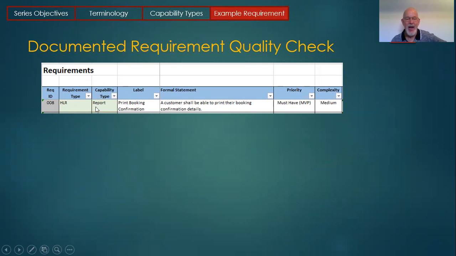Okay. I've identified when I documented it which capability type it is. This is a report. What you're seeing here is a quick example of those templates. So this is a spreadsheet template. You could filter your requirements by capability type. You could see all of the reports, all of the user interfaces, etc. And this particular one I've identified as a high-level requirement. So we know the level of detail we expect. So all we expect is a single sentence.